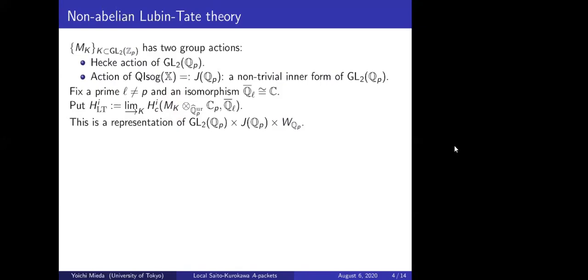So I forgot to mention that this tower is called the Lubin-Tate tower because this is a natural extension of the classical Lubin-Tate theory to the GL_n case. So if n is equal to 1, then this M_K is just a Lubin-Tate tower, or in this case, a cyclotomic tower over Q_p unramified hat.